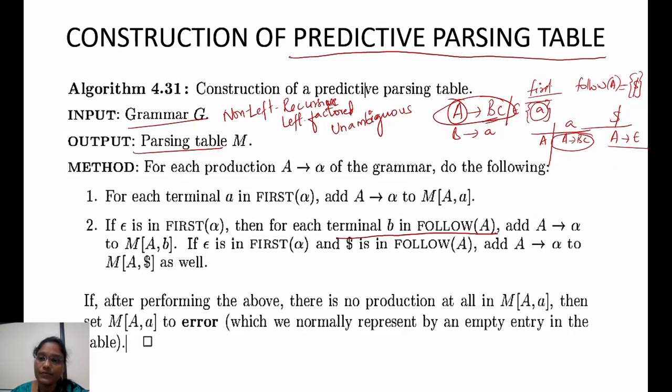After applying the first and follow functions and making entries in the parsing table, if some of the entries are empty, then those entries we call error indications. Those empty cells will indicate that there is an error.